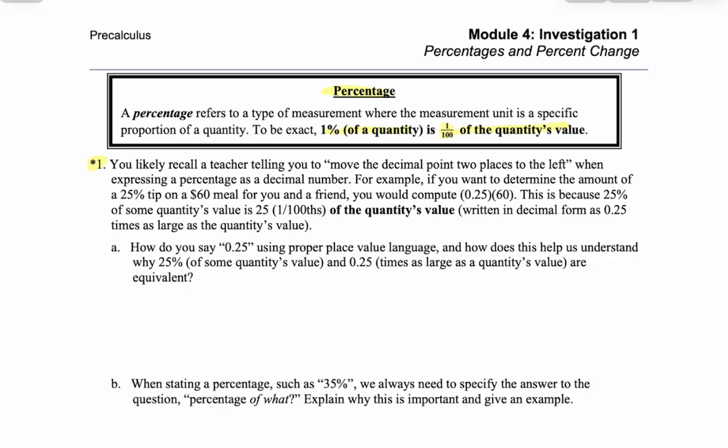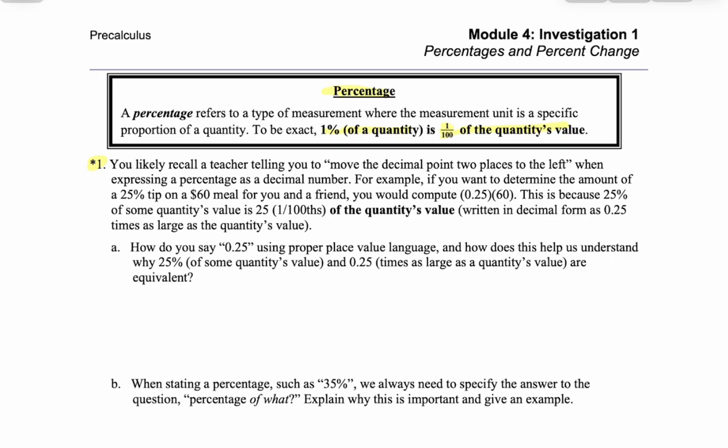So, Mod 4 talks about exponential functions and logarithms, but it kind of begins with talking about percentages. It's something that you are familiar with, but it also does some of the things that we're going to expect to see in this chapter, in this mod. So you're going to like this first section. Again, it should feel pretty familiar.